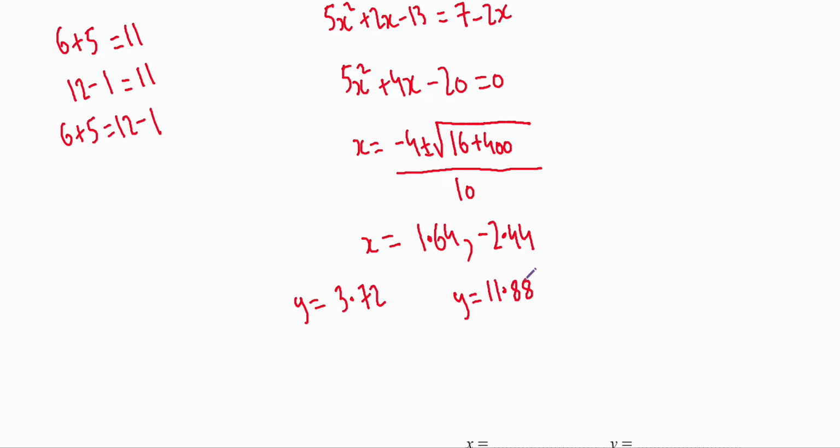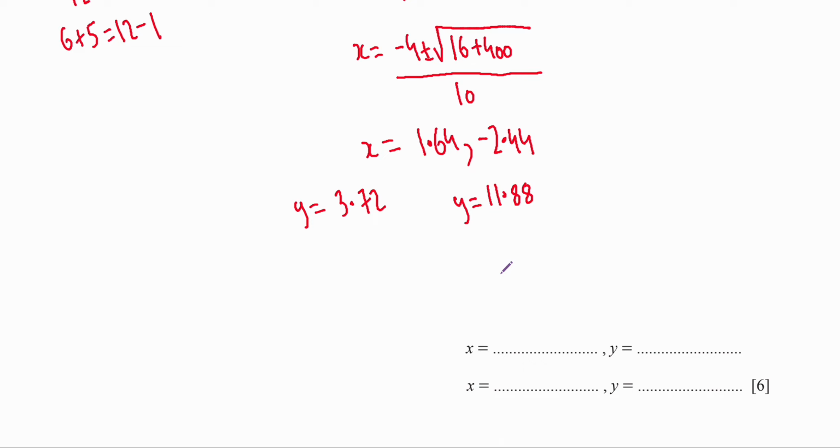And now to write the final answers, you have to be careful. Make sure you match the correct answer with the correct number. So when we had x is equal to 1.64, you can't write y is equal to 11.88 for that, because we didn't put that number into the equation. We put 1.64 in and we got 3.72 instead. So you have to write 3.72 with 1.64. And when you put x is equal to negative 2.44, you can't put 3.72 because that's not what we got. We got 11.88. So make sure you match the correct x number with the correct y value.